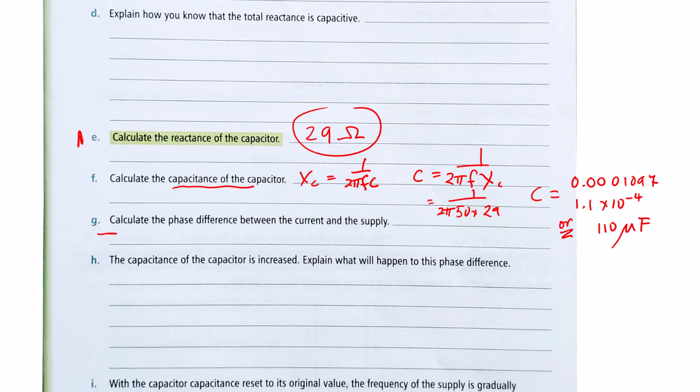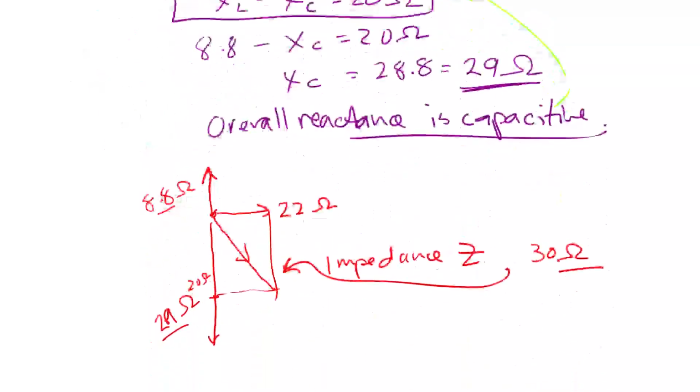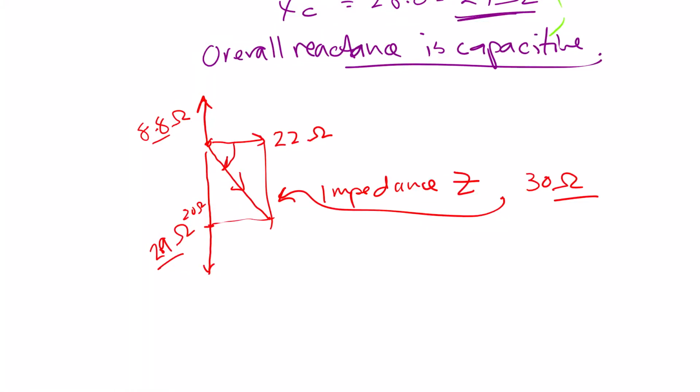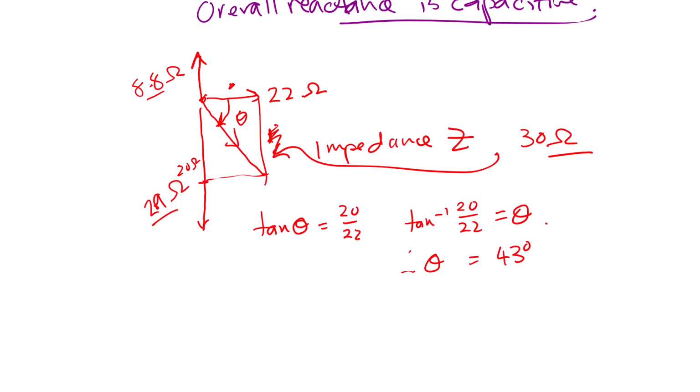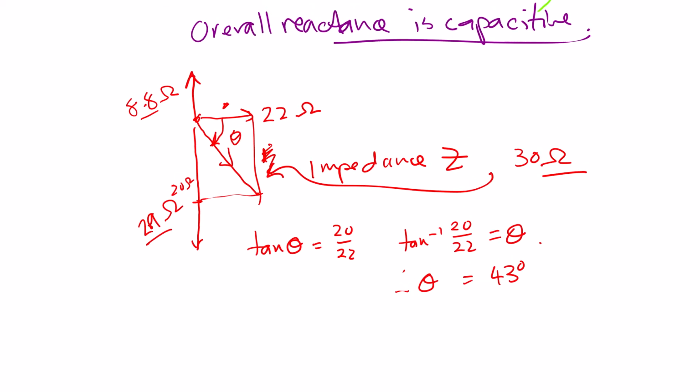Let's have a look at our diagram here for phase difference. We've got our diagram down here. We want this phase difference, this angle theta here, and we can say tan of theta is equal to the opposite side 20 divided by the adjacent side 22. We'll rewrite that: tan to the negative 1 of 20 over 22 is equal to theta. Therefore, theta is equal to 43 degrees, and we will say 43 degrees lagging behind the current through the resistor.